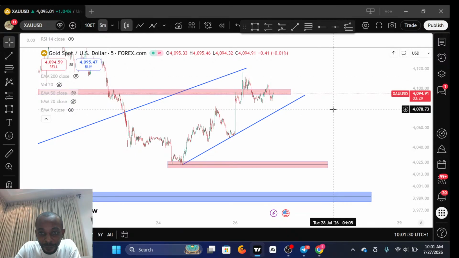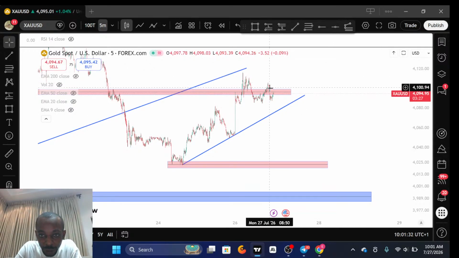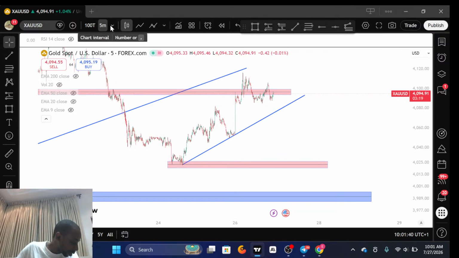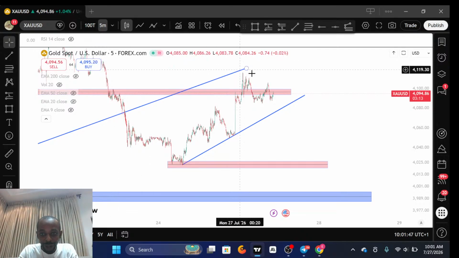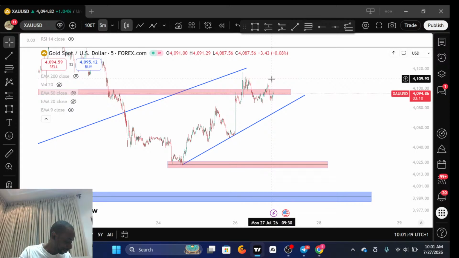So for now, I'm expecting the market to break this one. Once it breaks this place, we're expecting the market to come down to this level. So all what we are going to be looking for now is a sell. I'm expecting the market to break this one. Once it breaks, I'm expecting the market to come down.